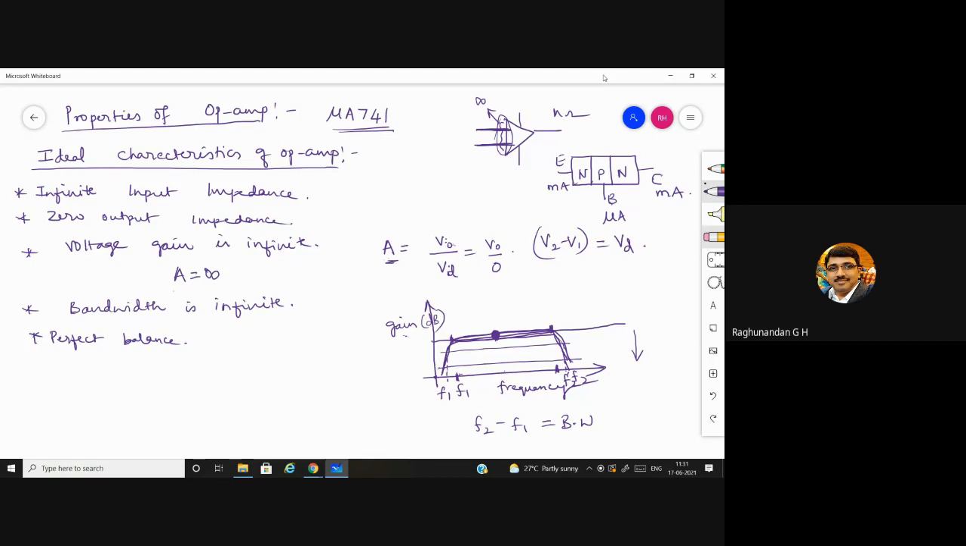See what happens when a difference amplifier is considered, when both the inputs are given the same voltage, what will happen to the output? The formula for difference amplifier is V2 minus V1 into A. A is gain. I'm going to give V1 equal to V2. What will happen to the output? Zero, sir. Zero.